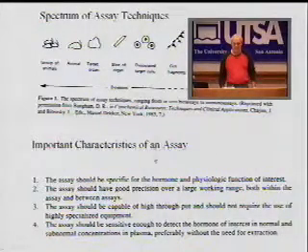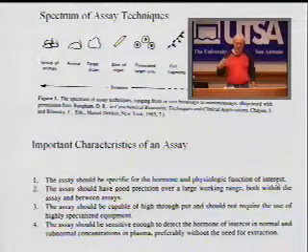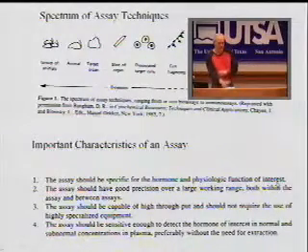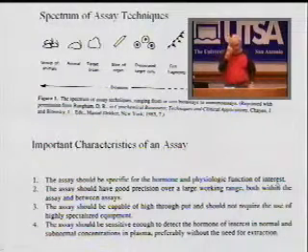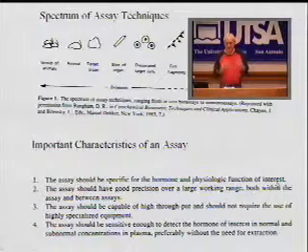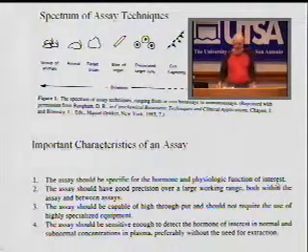So let's consider some more characteristics of an assay. It should be specific for the hormone and physiological function of interest. So if you are studying thyroid stimulating hormone, you obviously are not going to use the gonad or the liver as the target tissue or organ to do your bioassay. It depends upon the question you're asking, but it seems obvious you'd be focusing on the thyroid gland to study bioassay of thyroid stimulating hormone.